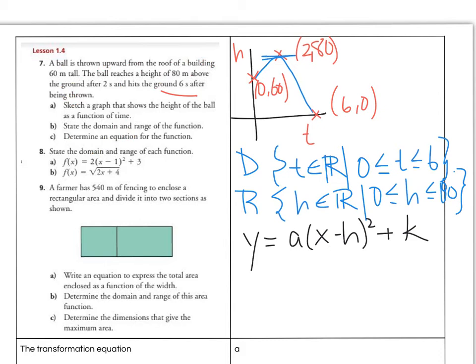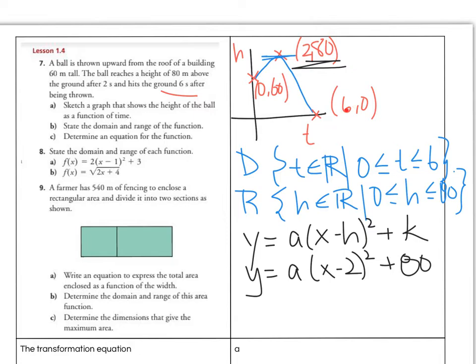I'm going to use the vertex form to come up with the equation because I actually have the vertex up here. So y equals a(x minus 2) squared plus 80. Now I still have a variable left. You can see I still have a. I don't know what a is, so I need to figure that out. So right now I have used this point. I can use either of the other 2 points to figure out a. So I'm going to use this point, the 6 and the 0.